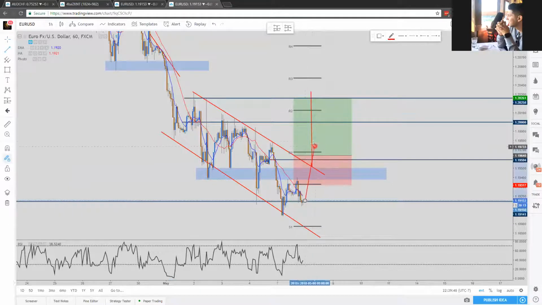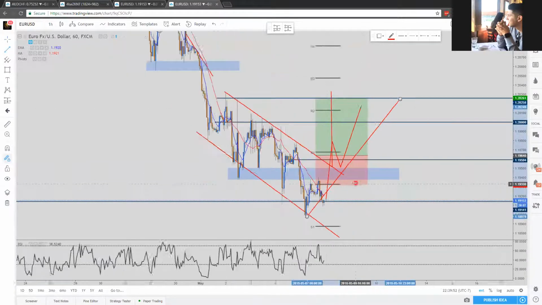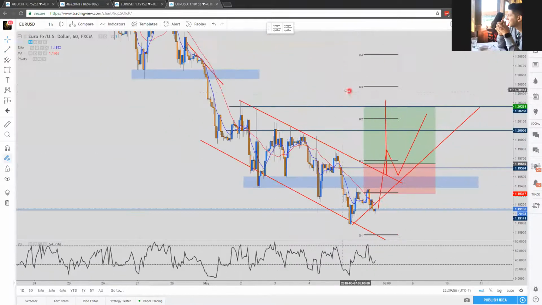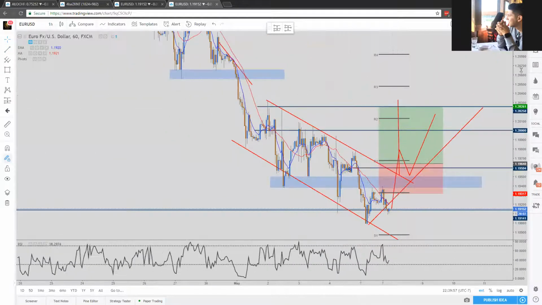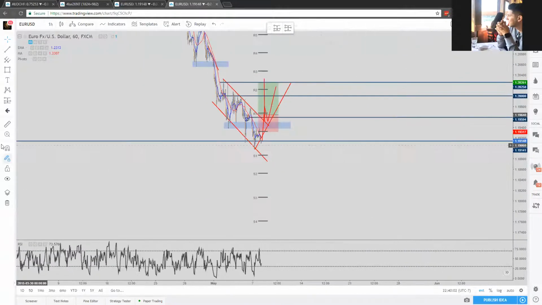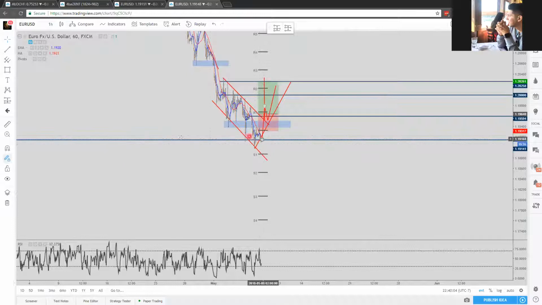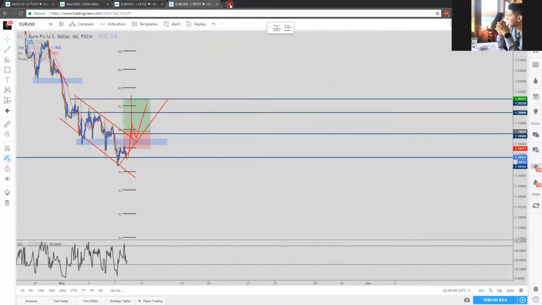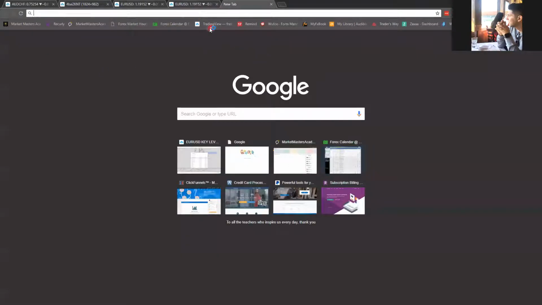So it might do something like this and continue riding up if it was to break. That's why I have the buy stop up there, just ready for that reversal to happen. But overall, in the bigger time frame, we can see that it was hitting off of a support area. So we're expecting it to reverse pretty soon on Euro USD. Let's go on to a different pair.